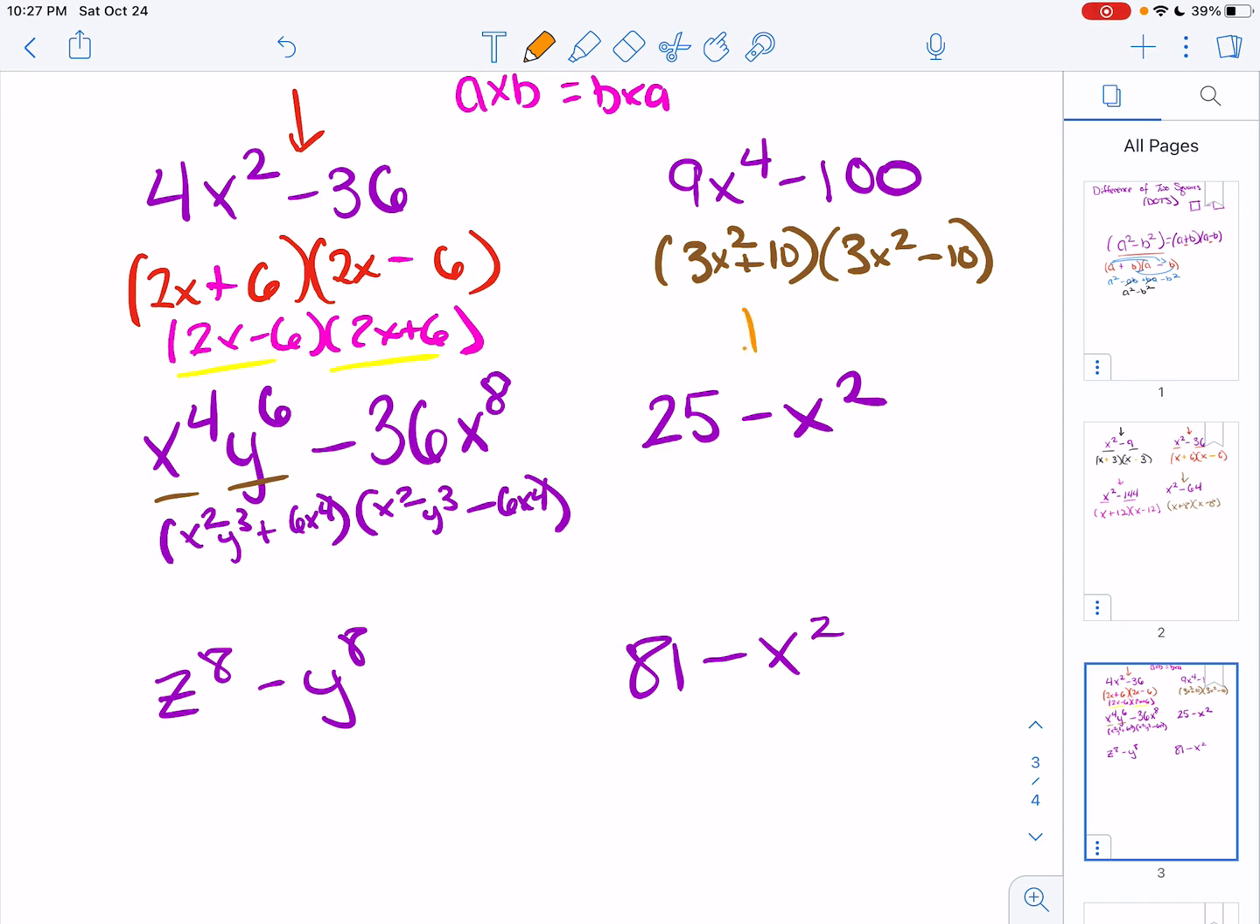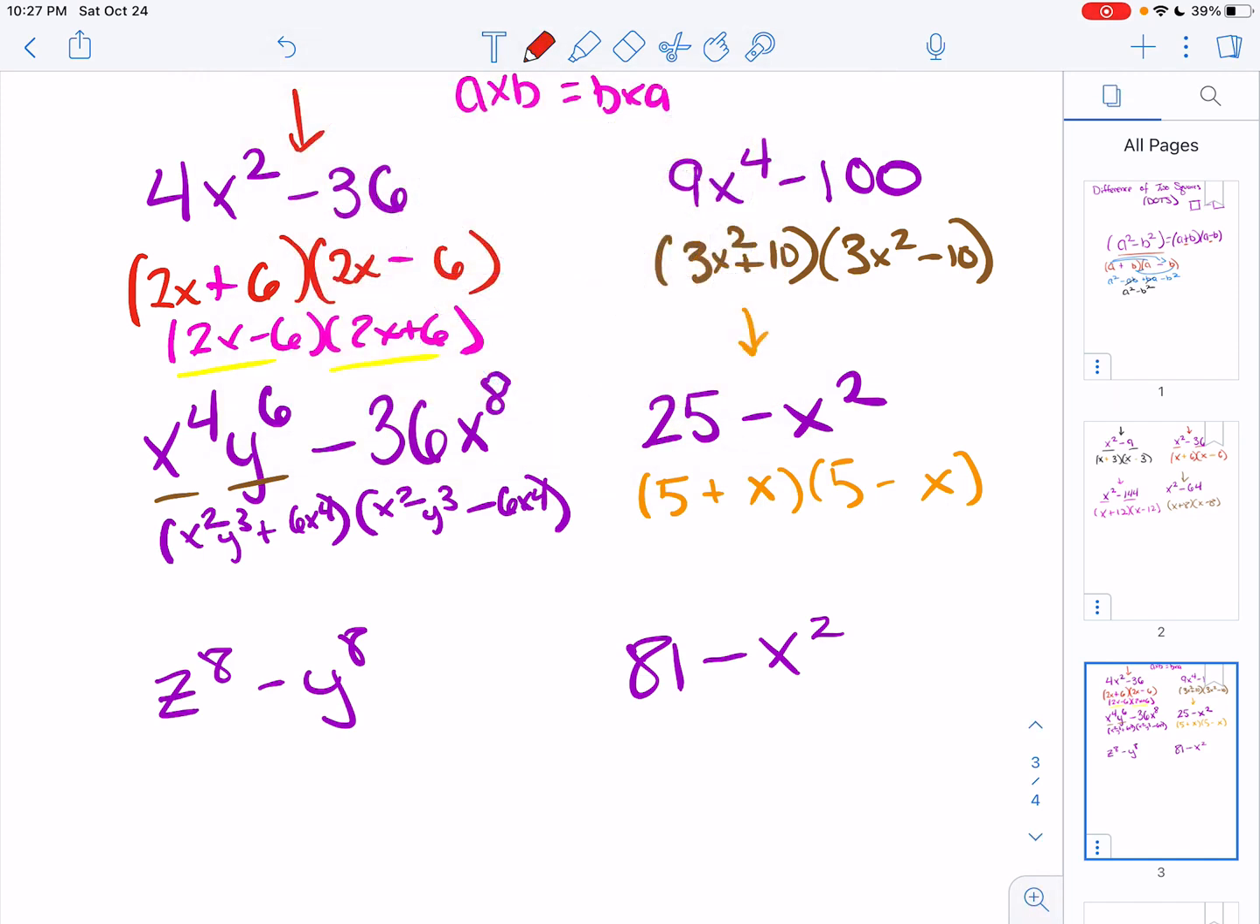25 minus x squared. We have our difference. Now we need two perfect squares. This looks a little bit weird because we don't usually see the constant first. We usually see the variable with the exponent first. But this still is difference of two squares. It's just reversed, but it doesn't matter. So we take the square root of 25, which is 5. We take the square root of x squared, which is just x. And then once again, just like always, we need our plus and then our minus, or minus and then plus. Either way is fine.